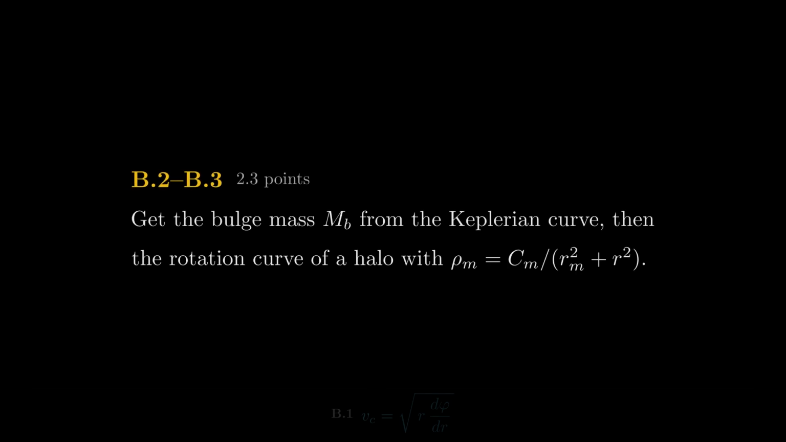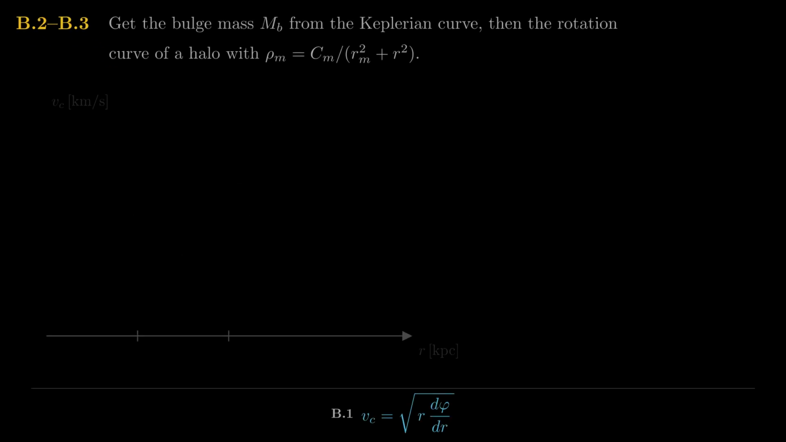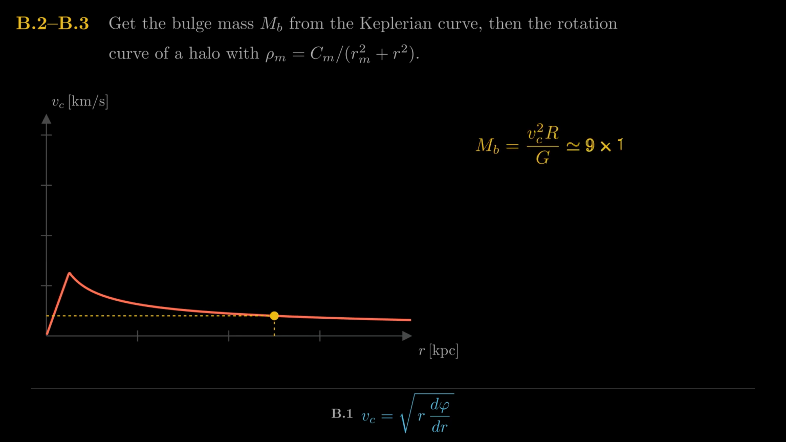Parts B.2, B.3. Get the bulge mass M_b from the Keplerian curve, then the rotation curve of a halo with ρ(r) = ρ_0 r_0² / (r_0² + r²). Read the red curve at 10 kiloparsecs, about 20 kilometers per second. That gives a bulge of 900 million solar masses.